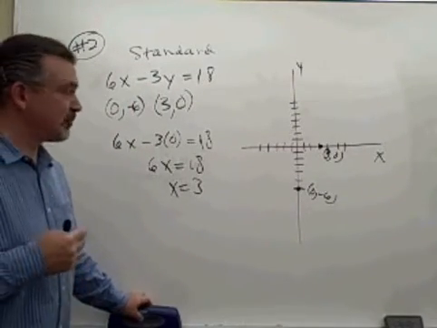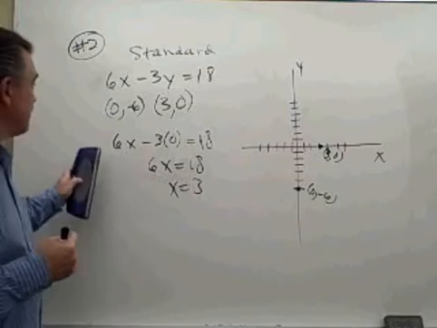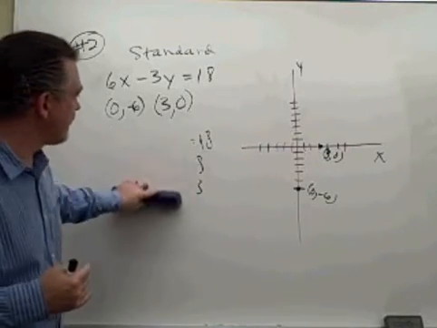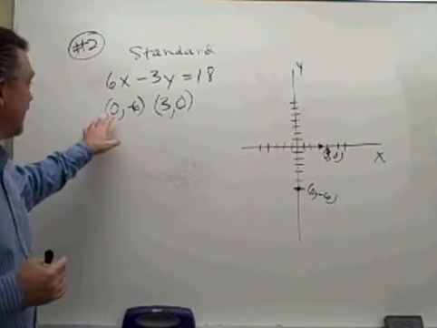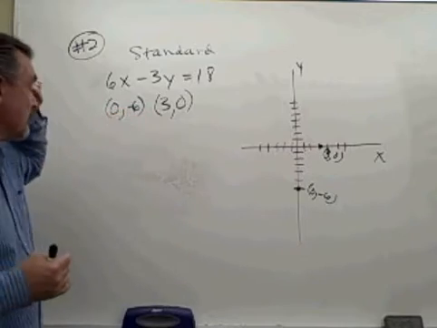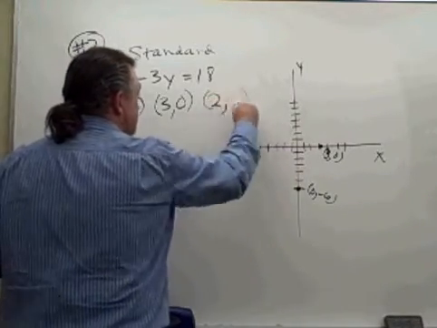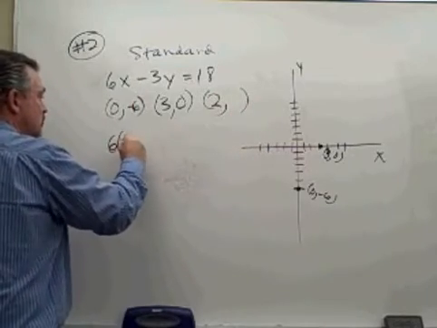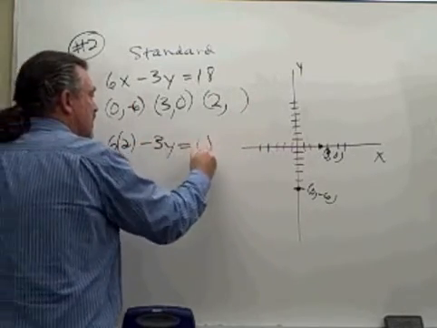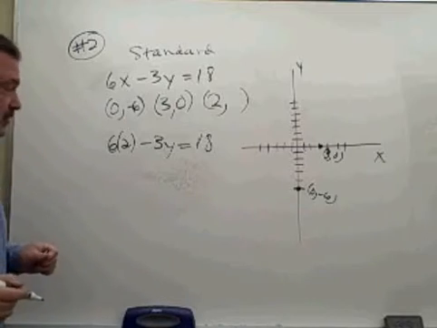And now we could probably try to find another point in between, maybe by letting x take a value between 0 and 3. Let's say let x be 2. So we'll put in 2 for x and solve that equation.